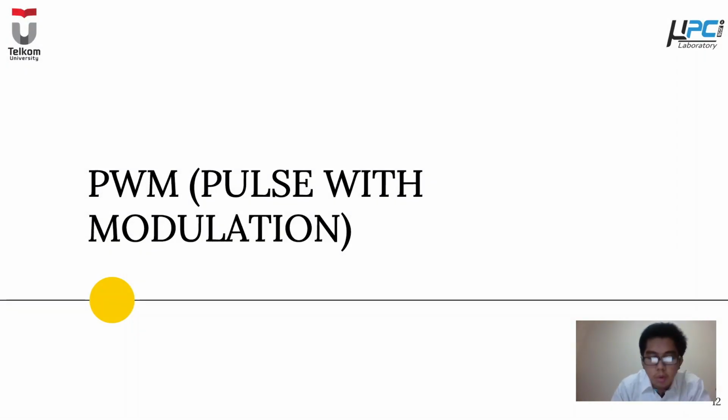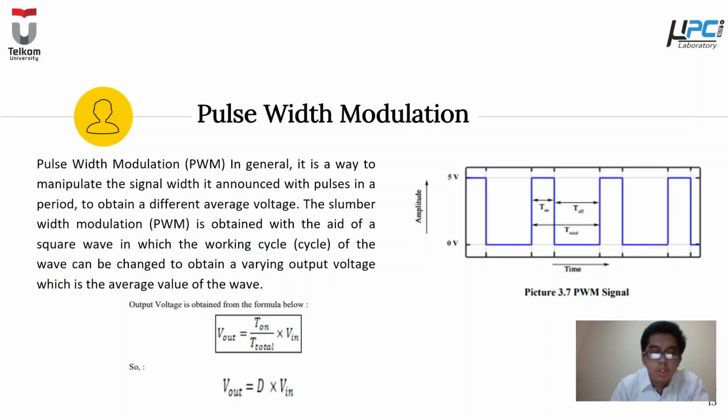Next one is pulse width modulation. Pulse width modulation, in general, is a way to manipulate the signal width, indicated by the pulse in a period, to obtain a different average voltage. Pulse width modulation is obtained with the aid of a square wave in which the duty cycle of the wave can be changed to obtain a varying output voltage, which is the average value of the wave. This is the formula of output voltage.